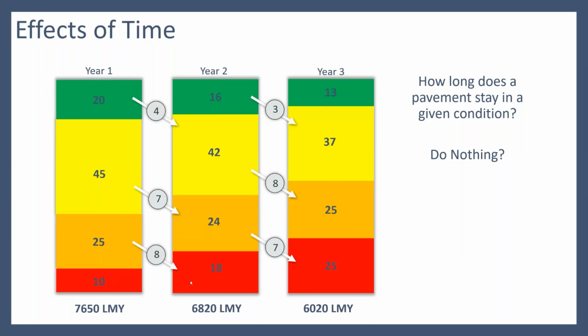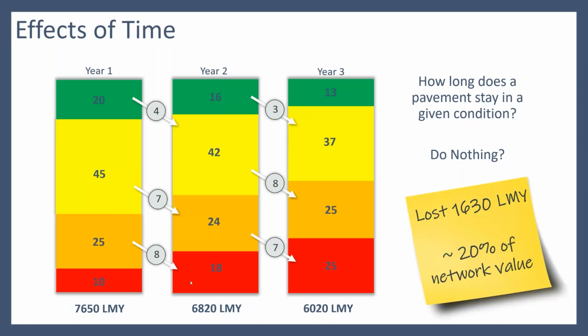If we total that up, given those estimated remaining years of service life, we've gone from 7,650 in our account. In year 2, we're down to 6,820. In year 3, 6,020 lane mile years. So the value of my network is decreasing. Okay, and if we put that in percentages, I've lost about 20% of my network value.